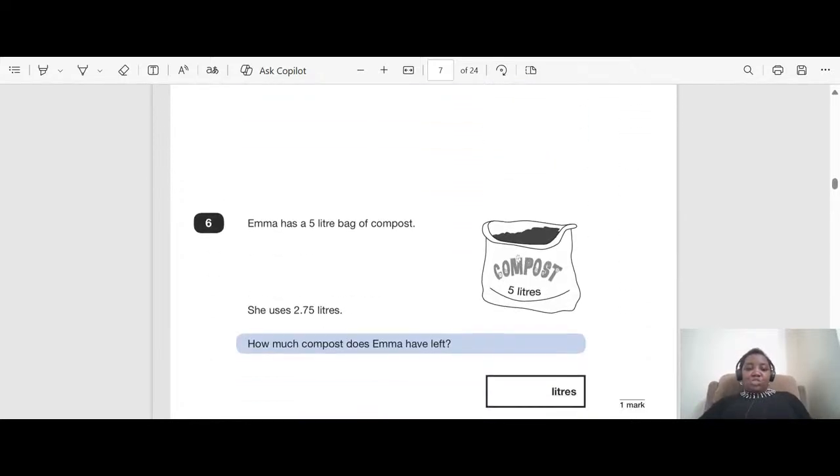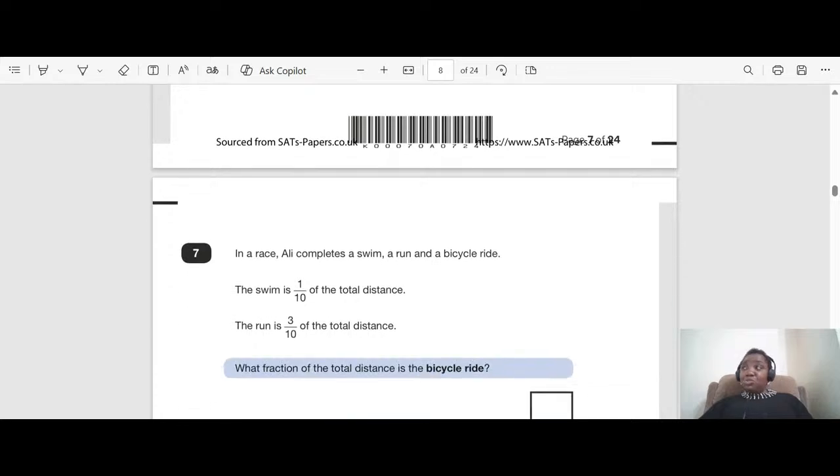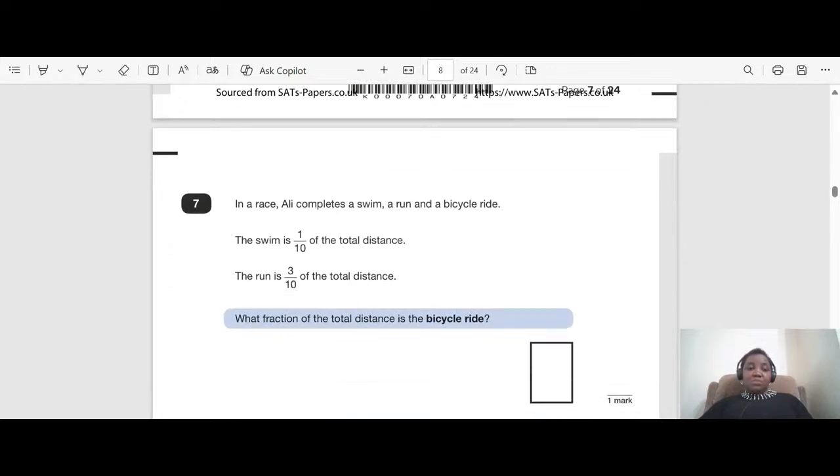Now let's go on to question number 6. Emma has a 5-liter bag of compost. She uses 2.75 liters. How much compost does Emma have left? When you have 5 liters and you've used 2.75 liters, you simply subtract 2.75 from 5, and that gives 2.25 liters. So if you've answered 2.25 liters, then you're correct.